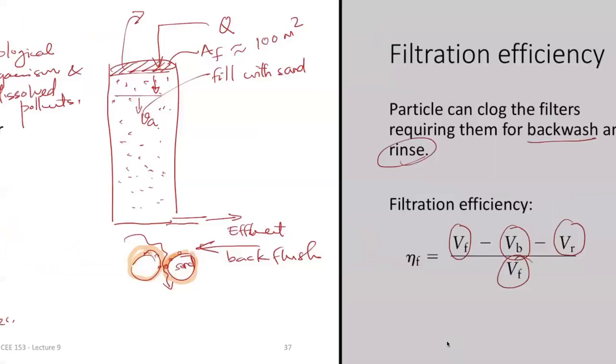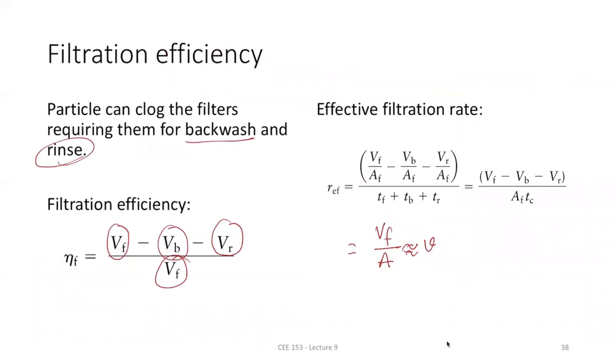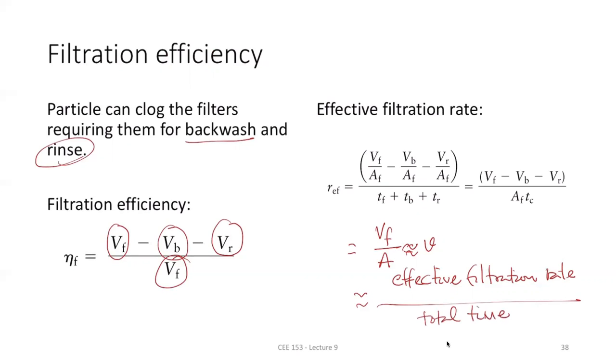Velocity, or the loading rate, is the filtration rate. So you take the effective filtration rate divided by total time. Total time is TF plus TR, and the effective filtration rate is the same in terms of volume. You calculate that volume here, and then you calculate.